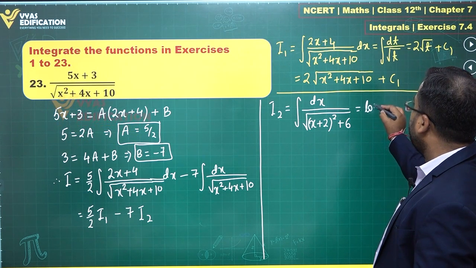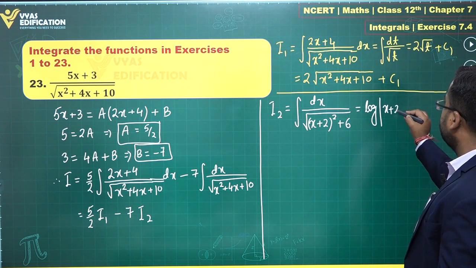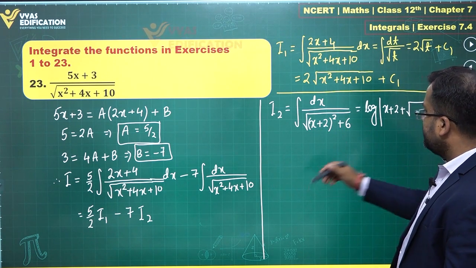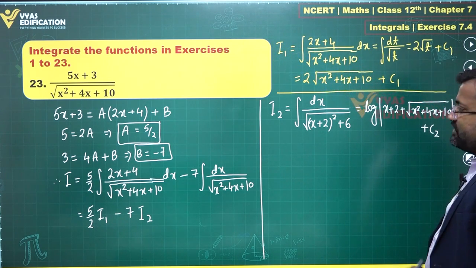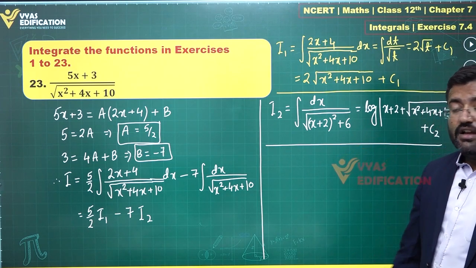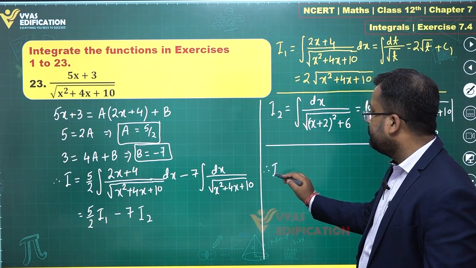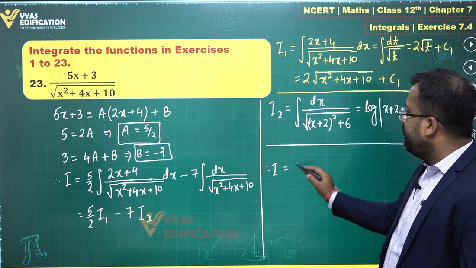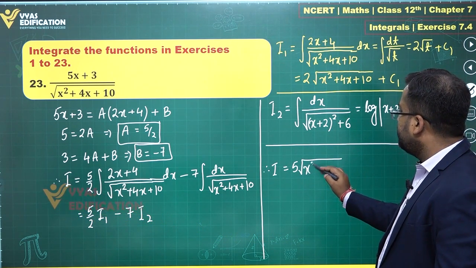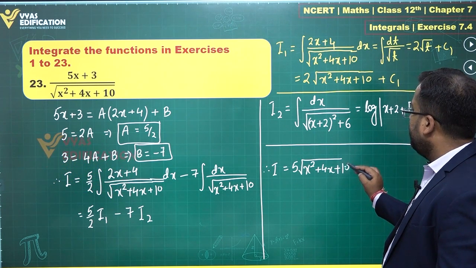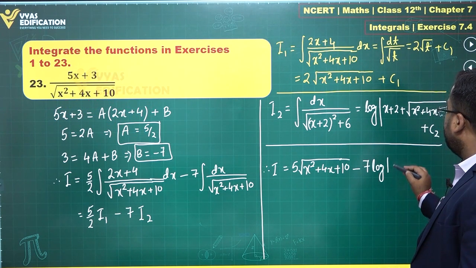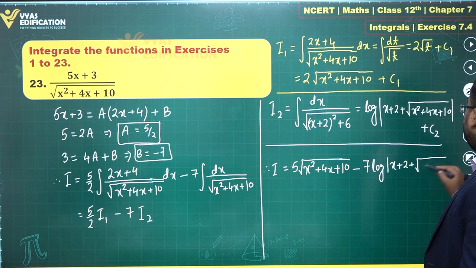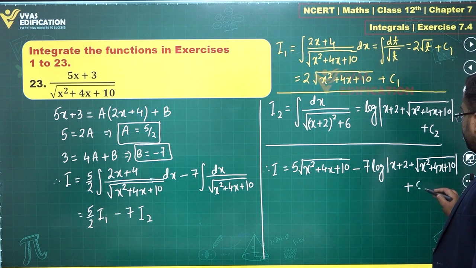So this will convert to log of modulus of x plus 2 plus under root of this whole expression, which is x square plus 4x plus 10, modulus, plus c2. That's what you have, another constant of integration c2, right? And after this, I can write I equals 5 by 2 I1. 5 by 2 times 2 will become 5 times under root of x square plus 4x plus 10. That's one term. Minus 7 times log modulus of x plus 2 plus under root of x square plus 4x plus 10, plus constant of integration c.